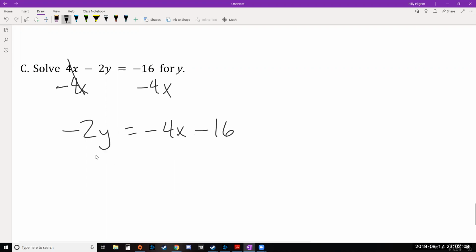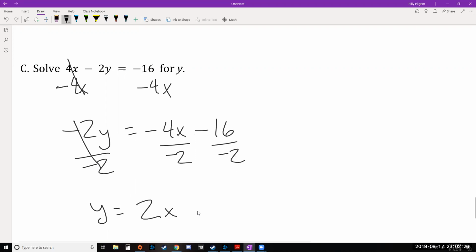Okay, so now we want to get y by itself, so we need to get rid of this negative 2. We're going to do that by dividing, and I'm going to divide each of these separately by negative 2. Basically, everything needs to be divided by negative 2. Here, the negative 2's cancel, so we get y equals. Negative 4 over negative 2 is a positive 2x, and negative 16 over negative 2 is a plus 8.